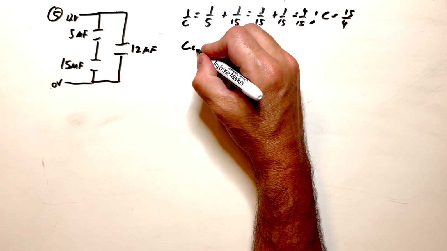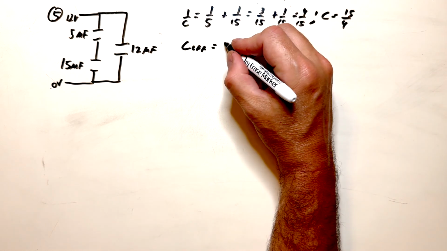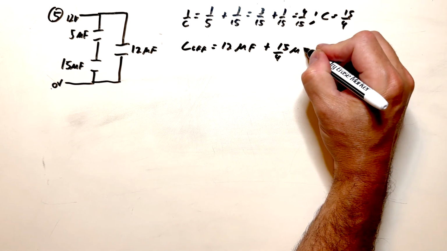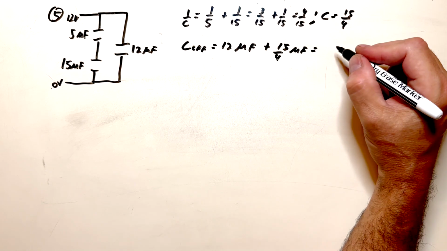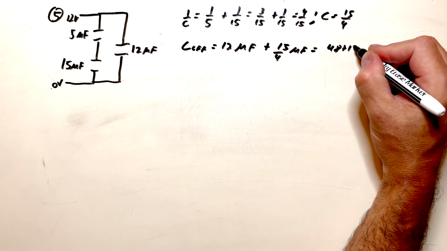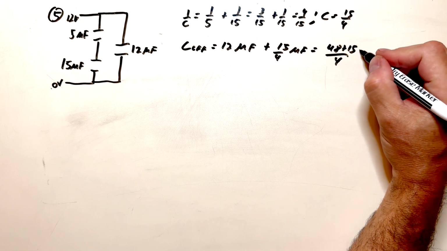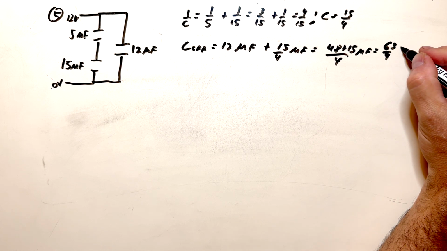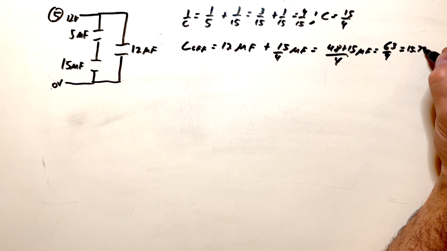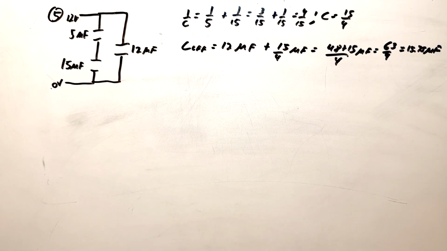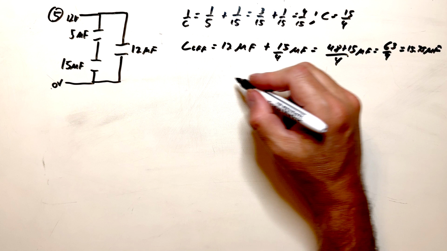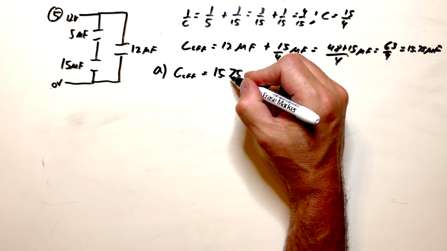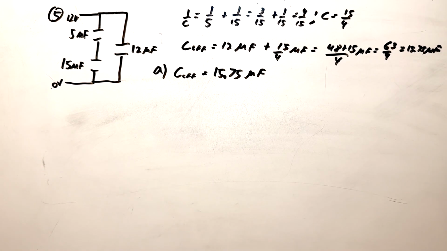Now let's get the effective capacitance for the whole circuit. That's equal to 12 microfarads plus 15 over 4 microfarads. And that would be equal to 48 plus 15 over 4 microfarads. And that is 63 fourths, which is equal to 15.75 microfarads. So part A, C effective equals 15.75 microfarads. That's the effective capacitance.